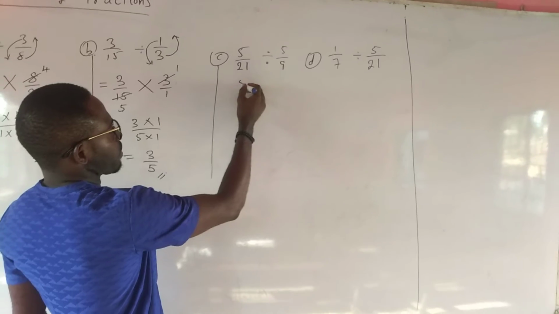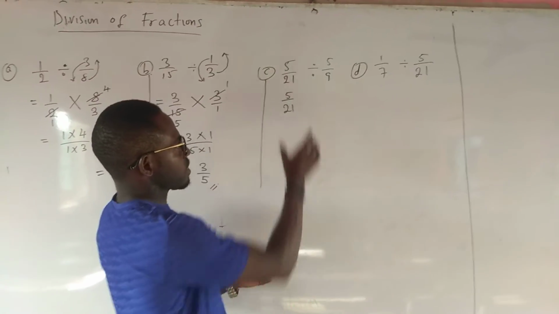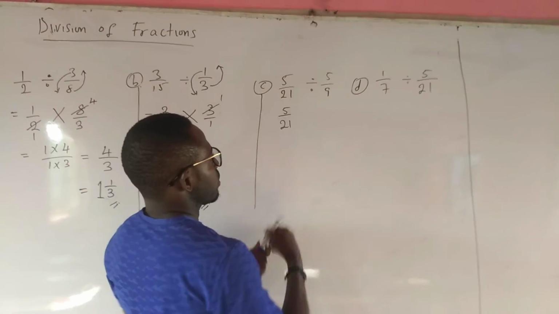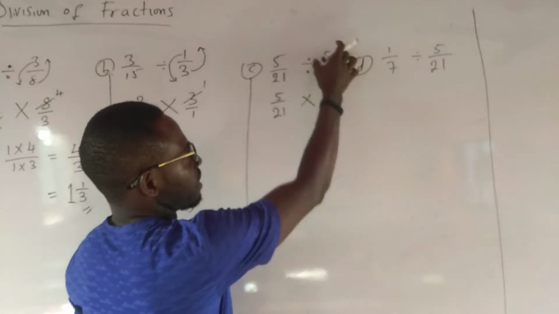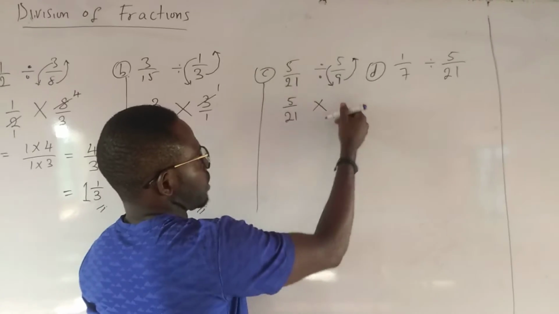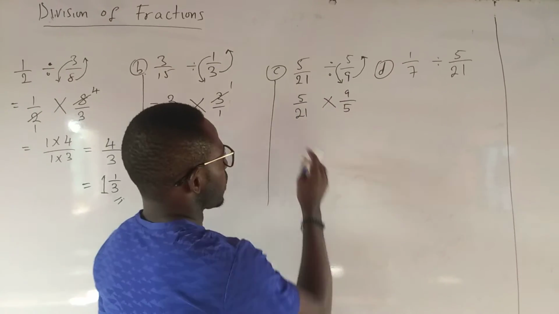Then we look at this. We have 15 divided by 21. The first fraction says, leave me alone. Sign says what? Change me. So you change it. And this one says, turn me around. So 9 will go up and 5 will come down. So that is the sum.